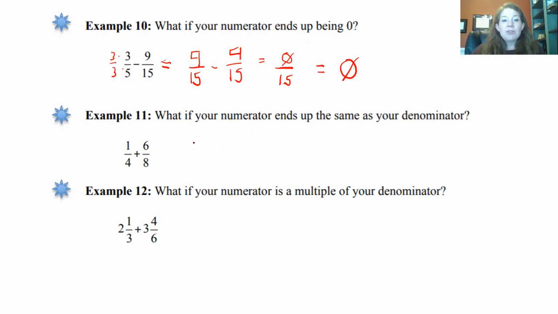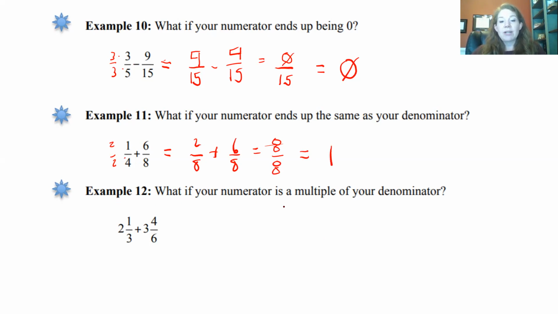Then it asks, what if your numerator ends up being the same as your denominator? For example, on this problem, we would use a denominator of 8. So since 4 times 2 is 8, we're going to multiply 1 times 2 and get 2. So we end up with 8 over 8. Well, we simplify 8 divided by 8. Of course, we get the number 1, and that would be our final answer. Number 12, example 12.